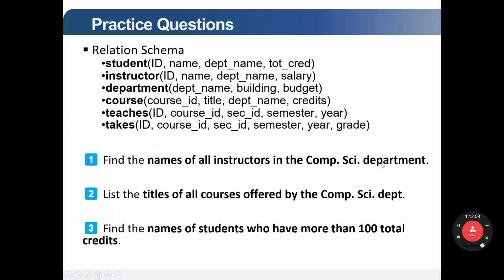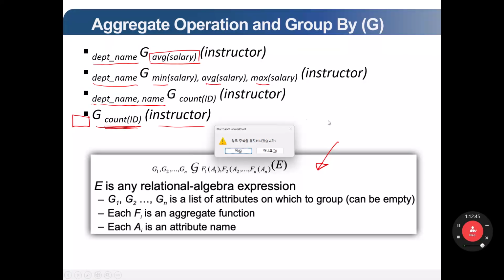Okay. And the formal definition of this group by is written here. You guys read it. And we have about 2 more minutes left, and I don't think we have time to cover these practice questions. So suppose that you got these relation schemas and try to translate this given human query into relational algebra expressions. In the midterm exam, this kind of question will be asked, so this will be a good practice for you. Let's solve these queries on Thursday together. Okay, good. I'll see you Thursday.